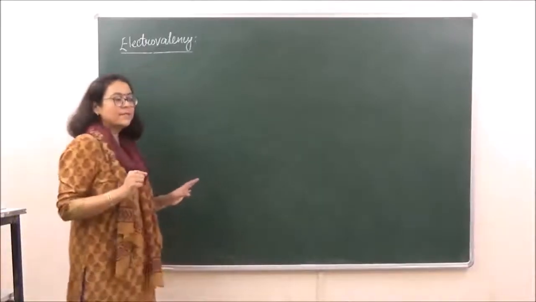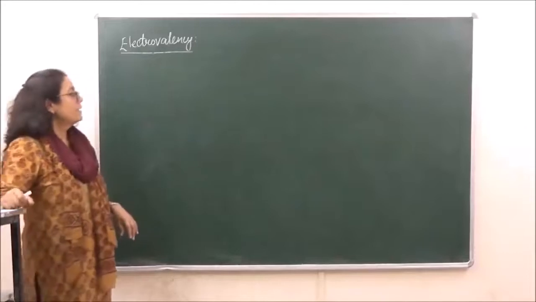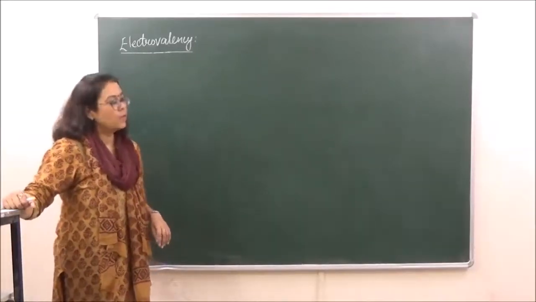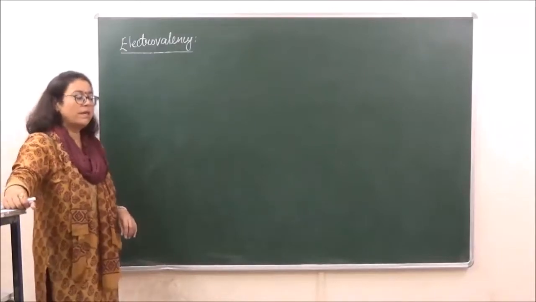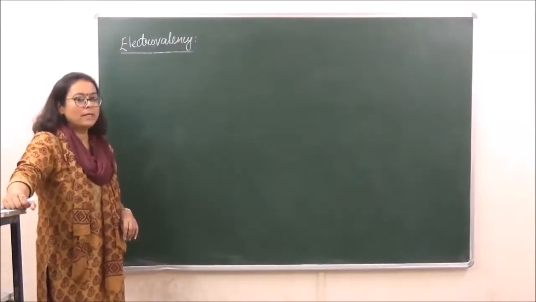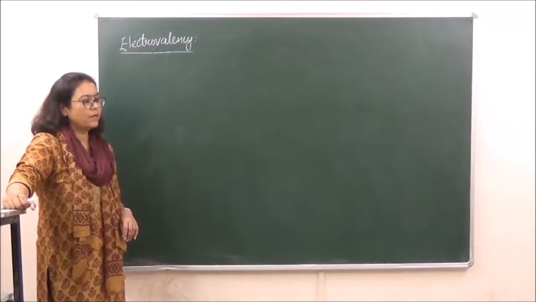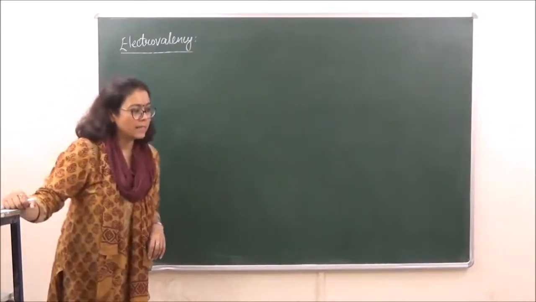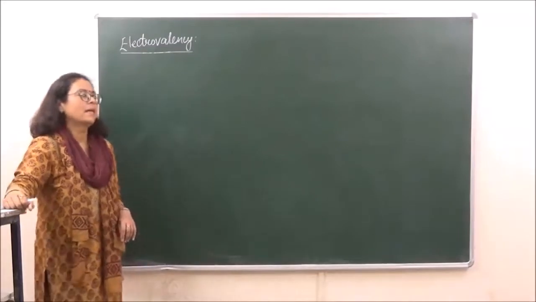Topic for today, that is electrovalency. पिछली वाली क्लास में, previous class, what did we do? We have done the electrovalent bond or the ionic bond. ठीक है? And we know that ionic bond is formed by transfer of electrons, which means that there are two types of ions which are formed. One is the cation and the other one is the anion.